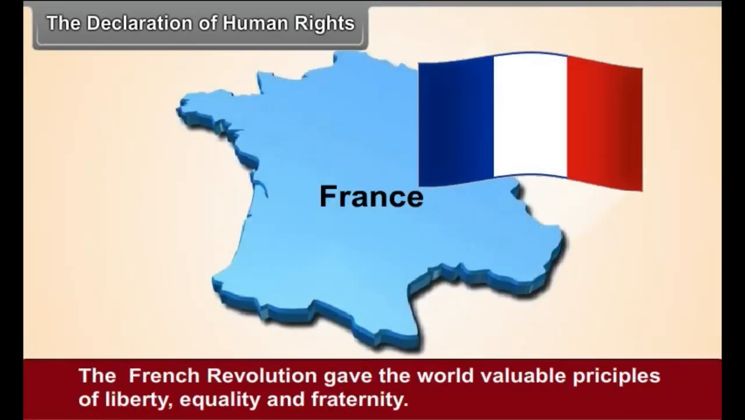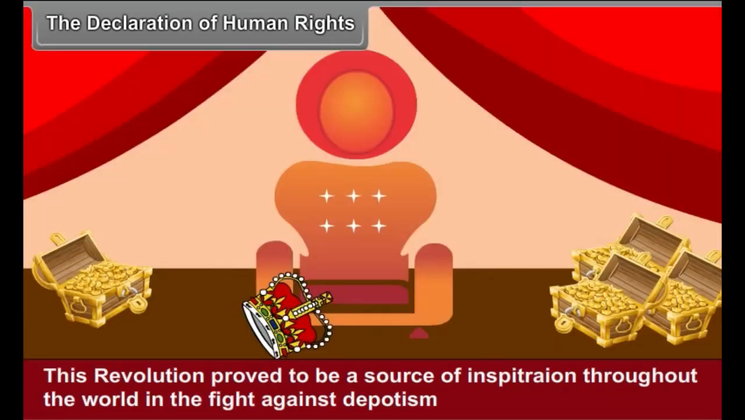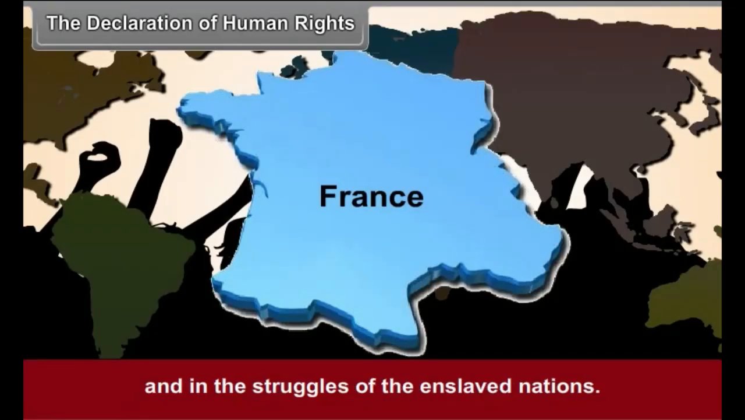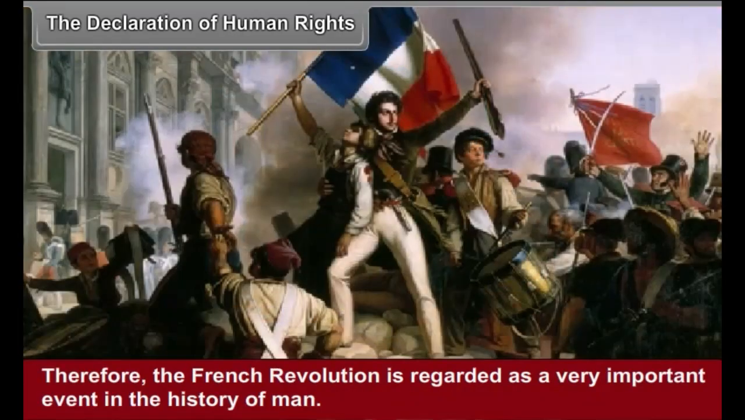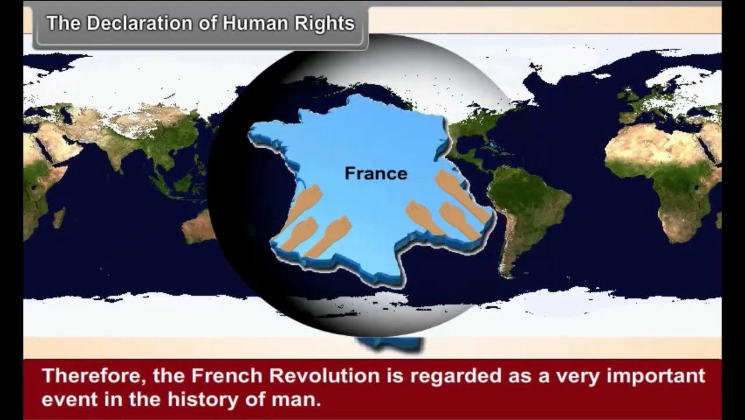The French Revolution gave the world the valuable principles of liberty, equality and fraternity. It established the principle of people's sovereignty. This revolution proved to be a source of inspiration throughout the world in the fight against despotism and in the struggles of the enslaved nations. Therefore, the French Revolution is regarded as a very important event in the history of man.